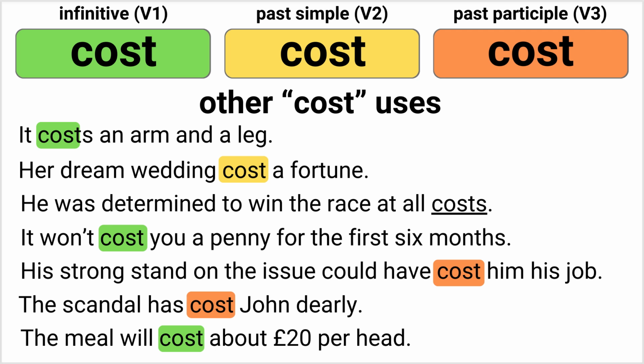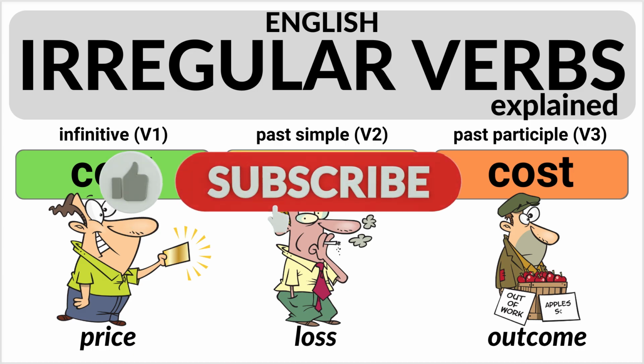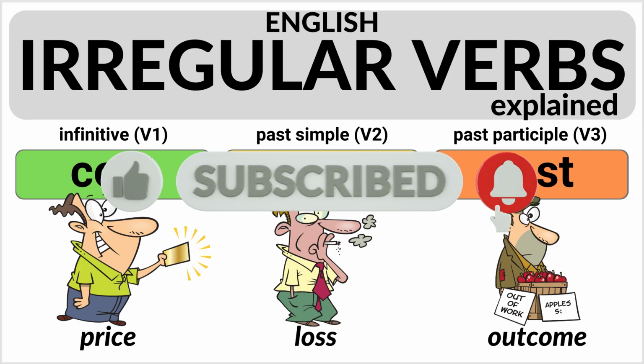So, let's quickly review what we have learned. The verb cost is irregular. Cost, cost, cost. It can be used to talk about money, loss, and negative consequences. It also appears in many idioms and expressions in everyday English. Understanding how to use this verb correctly will help you sound more natural and fluent in English.